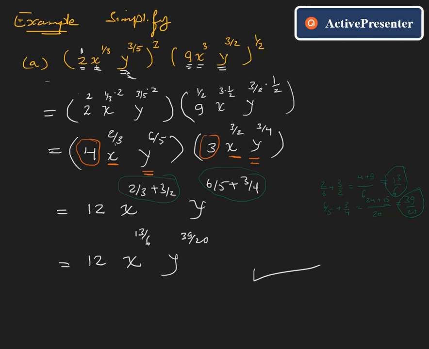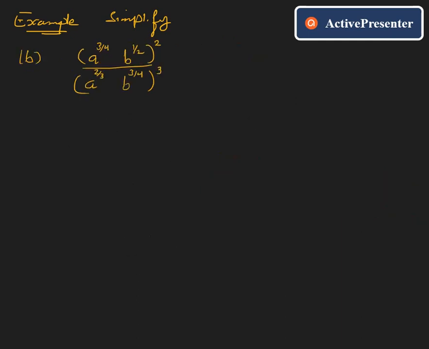Now let's take another example. If we say a to the power 3 over 4 multiplied in b to the power 1 over 2, all to the power 2, over this expression, which is a to the power 2 over 3 multiplied in b to the power 3 over 4, all to the power 3.